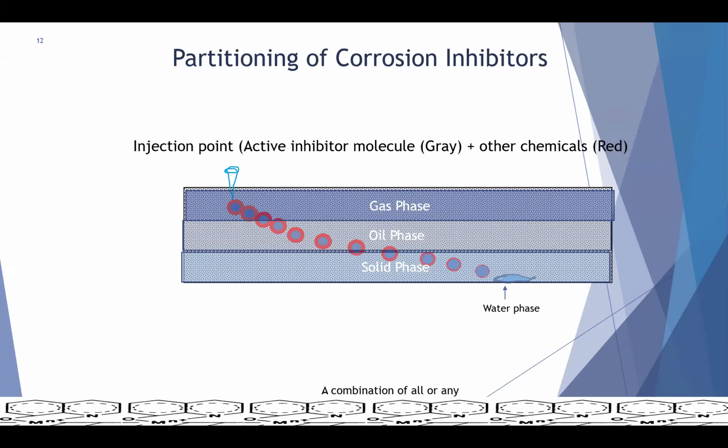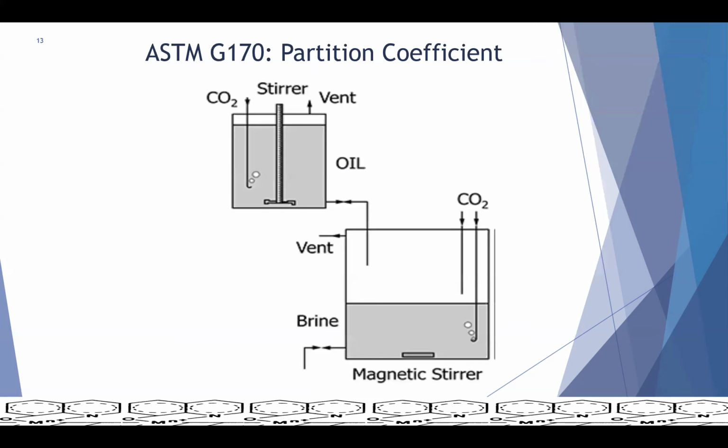So the inhibitor package has got two things. One, the active inhibitor molecule, that is the one that controls corrosion, and other chemicals that are required to transport the active molecule across the different phases, and for which we commonly use the partition coefficient.